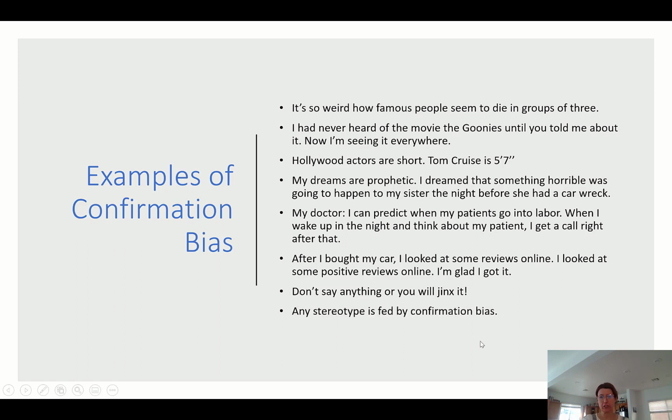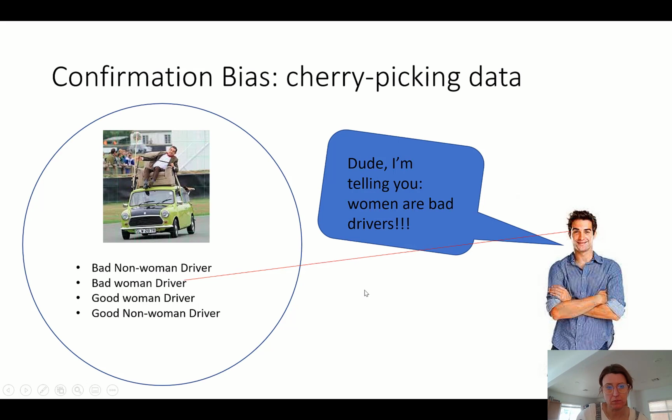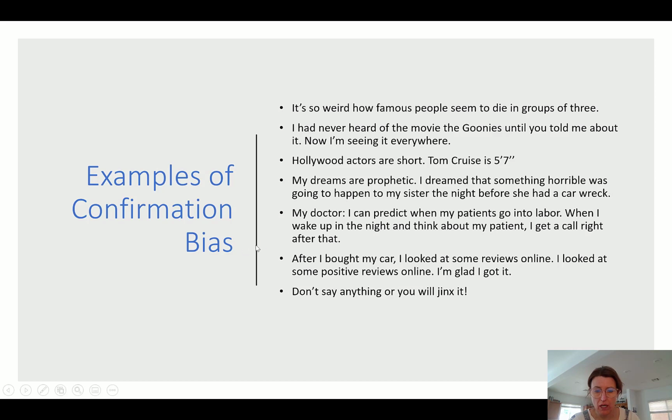And then any sort of stereotype, whether based on sex or race or ethnicity or, I don't know, club affiliation, those stereotypes are fed by confirmation bias, because you have a certain belief that this group acts like this, and then you remember and you see the examples of people in that group acting in that stereotypical way. Okay, so here's an example of this last one, of stereotypes being fed by confirmation bias.